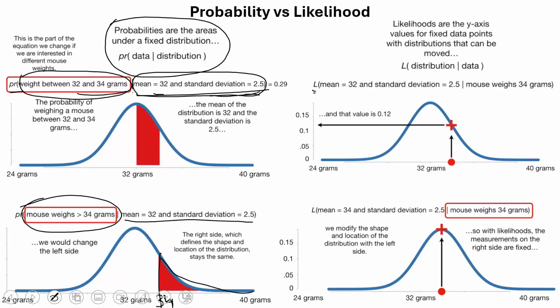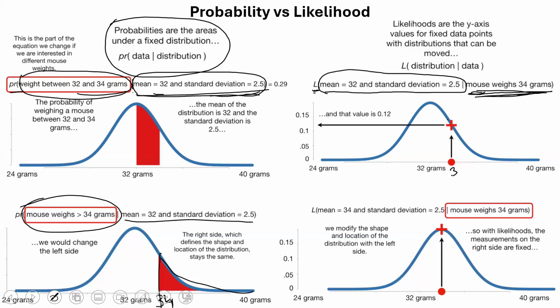Whereas in likelihood, the mean is given as 32 and the standard deviation is given as 2.5. Given these distribution parameters, we are trying to find the likelihood of a mouse weighing 34 grams. That's what we are trying to find out, right? The distribution parameters are given, and we are trying to find the likelihood of a mouse weighing 34 grams.